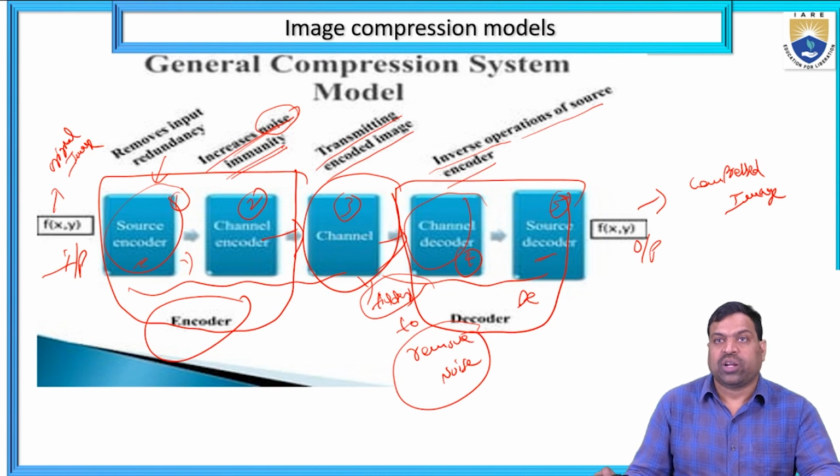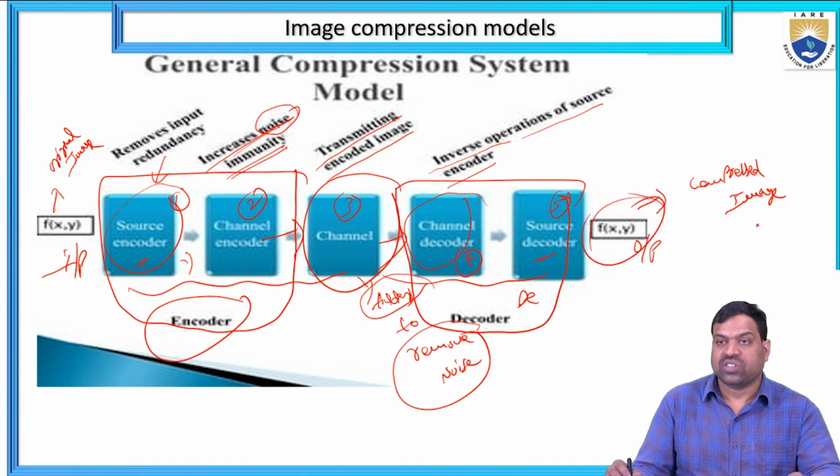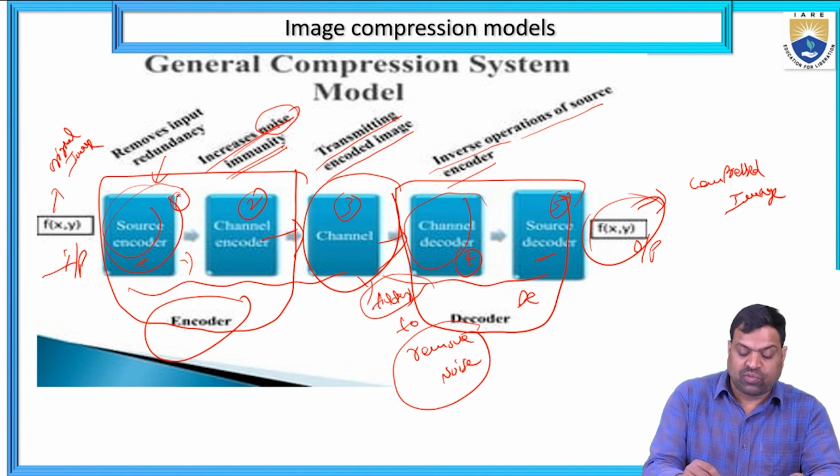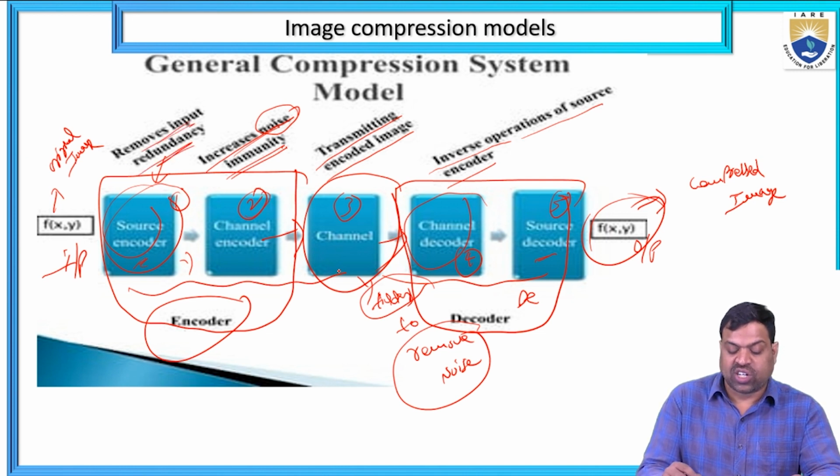So, this is a block diagram of the image compression model. F of x comma y is the original image. F dash of x comma y is the compressed or decompressed image. We are dividing it into an encoder and a decoder. The source encoder is the first stage. It removes the input redundancy. The second stage is the channel encoder, which increases the noise immunity, reducing the noise.